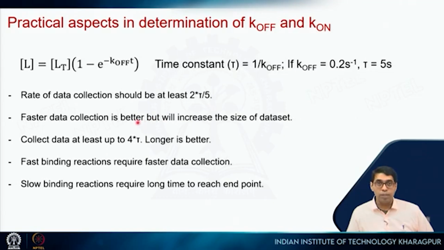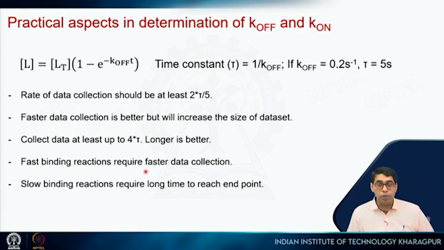Faster data collection is better. Of course it will increase the size of your data set, but normally that is not a big concern. It will be limited by the way you are doing the experiment. You should collect the data at least up to 4t. So in this case, you should collect your data up to 20 seconds. Collect data every 2 seconds up to 20 seconds, so you will have 10 data points and you can fit it to get a very good estimate of this K off.